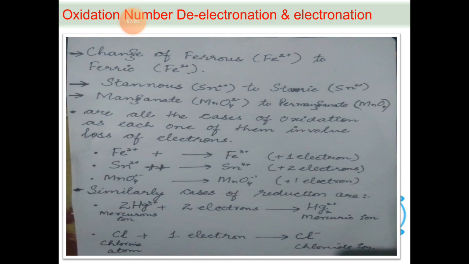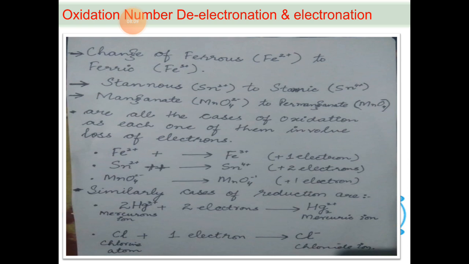Electronation and de-electronation. In these reactions an element increases in its oxidation number, as we discussed earlier. Sodium has an oxidation number of 0, as do all the elements in their elemental form. So when this redox reaction starts, Na loses an electron and its oxidation number increases from 0 to +1.